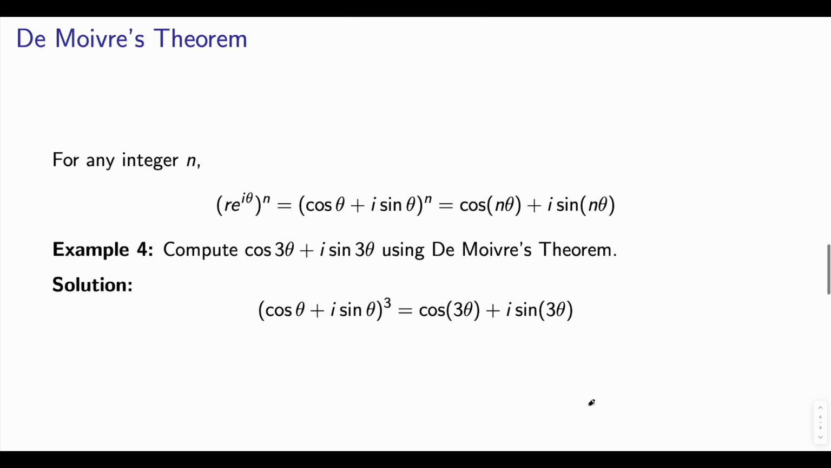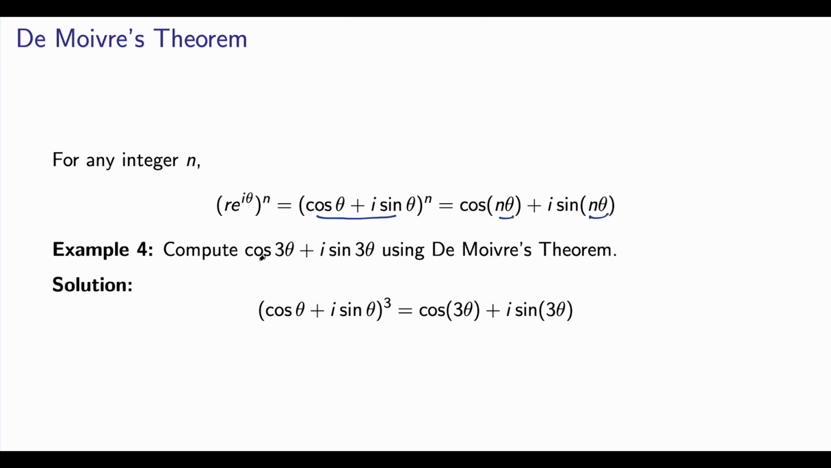And another famous formula, De Moivre's theorem. For any exponential form of a complex number r e power I theta to the power n, it can be written using Euler's formula. You can write this to the power n, and then De Moivre's theorem says cosine n theta plus I sine n theta, right?